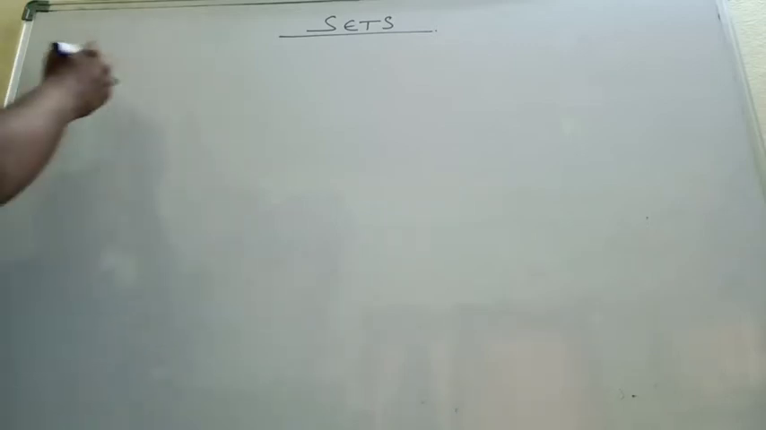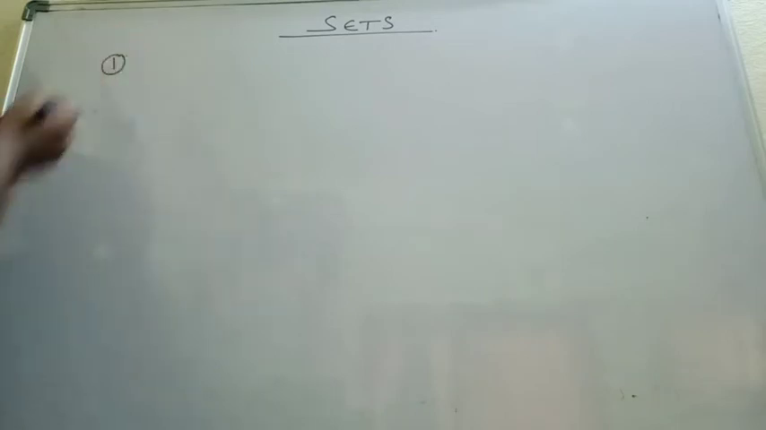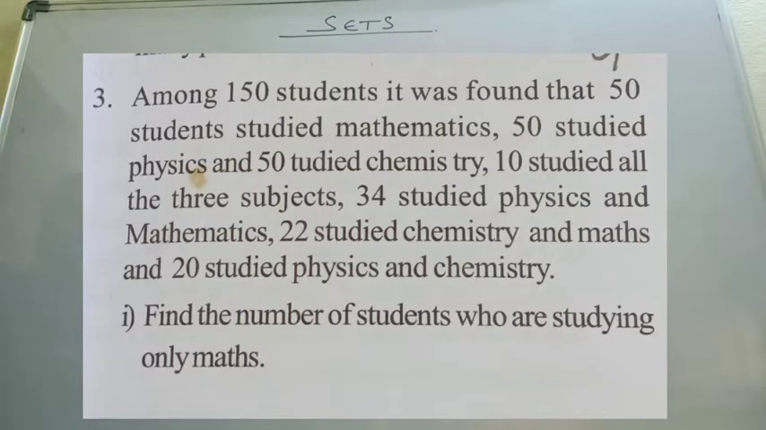The first problem is: among 150 students, it was found that 50 students studied mathematics, 50 students studied physics, 50 studied chemistry, and 10 studied all three subjects. 34 studied physics and mathematics, 22 studied chemistry and maths, and 20 studied physics and chemistry. Now we need to find the number of students who are studying only maths. Many things are given.